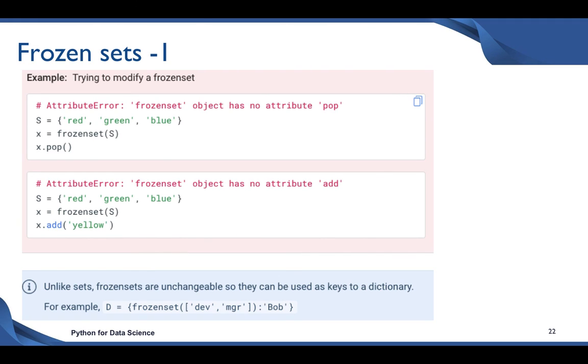Okay, so similarly all the methods which we were earlier using in our set do not hold true here in case of our frozen set. We have seen the pop method, we have seen the add method. So these methods will not allow us to add anything or change or modify our set because it is a frozen set and it is immutable, right?